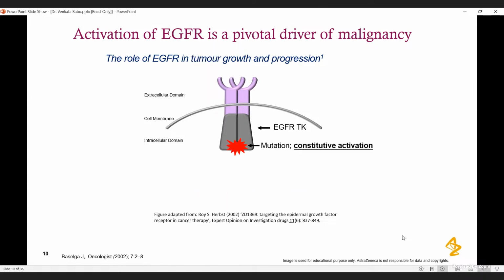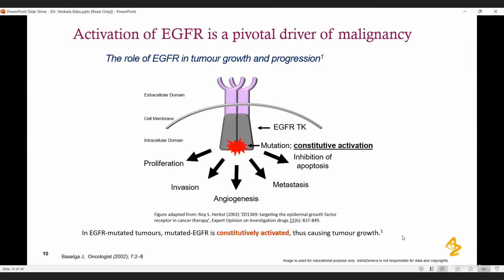The normal process is that whenever the epidermal growth factor comes and binds to the receptor, there is a dimerization of the receptor, following which there is an activation of the downstream receptors. However, when there is a mutation in the tyrosine kinase domain of the EGFR, this receptor, even without the presence of the growth factor, undergoes constitutive dimerization, followed by continuous activation of the downstream pathways, leading the cell cycle into a continuous vicious circle and proliferation, leading to the formation of the tumor mass.